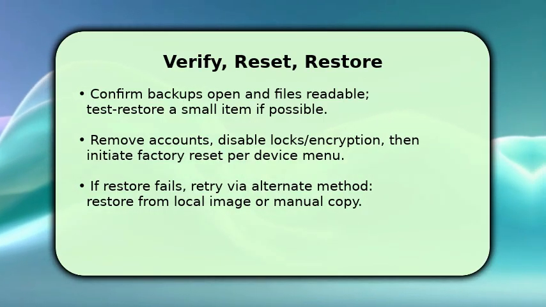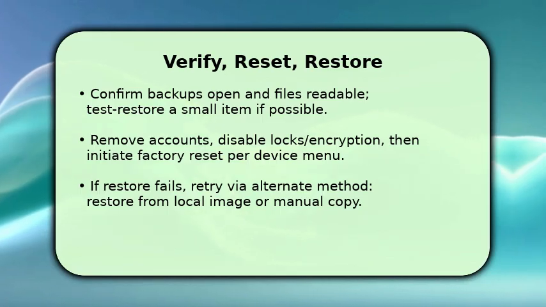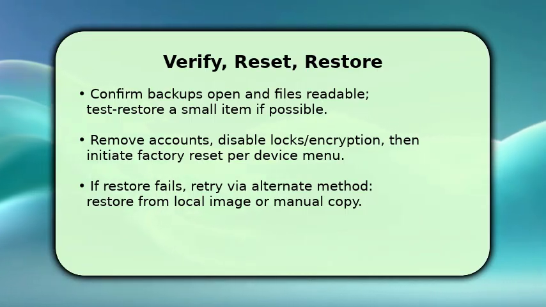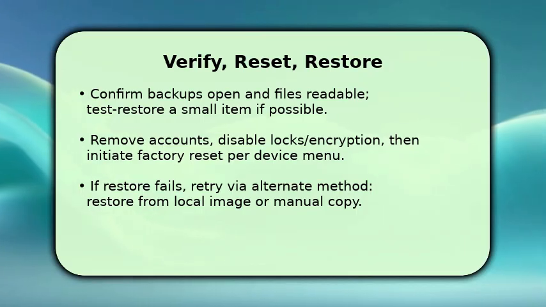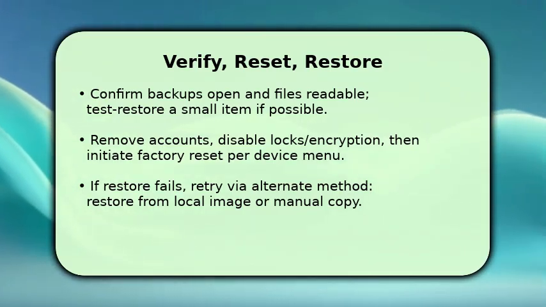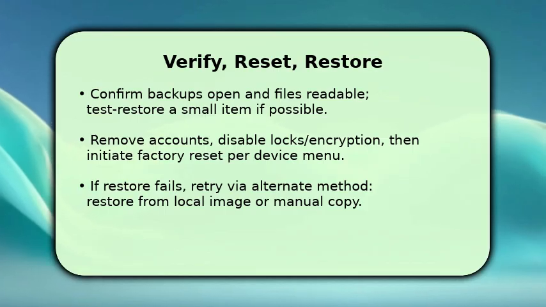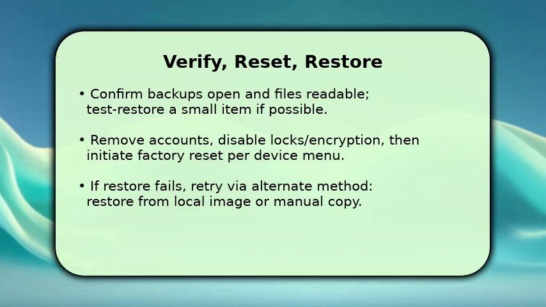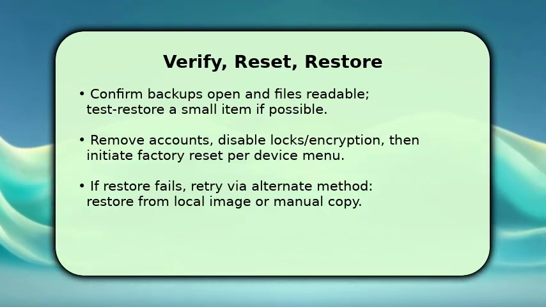Once verified, remove linked accounts, disable locks and encryption, and then perform the factory reset using the system settings. After the reset, restore from your chosen backup and confirm apps and data return. If something goes wrong and a restore fails, try the alternate backup path. Use the local image or manually copy critical files back, because redundancy is why you made multiple copies.